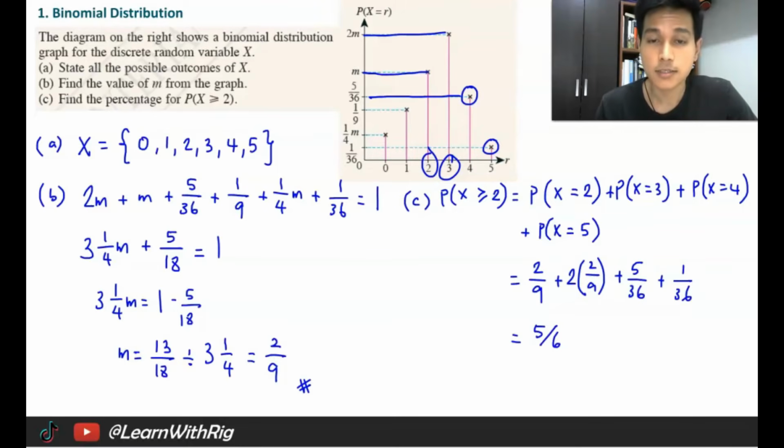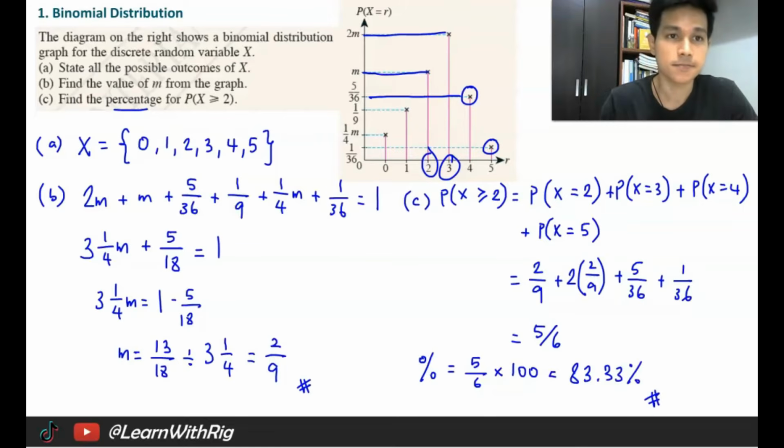Now is this your answer? No. Why? Because they asked for percentage. So if it's in probability, how do you convert it to percentage? Just multiply by 100. So 5 over 6 times 100. You should get your answer 83.33%. So this is your answer.